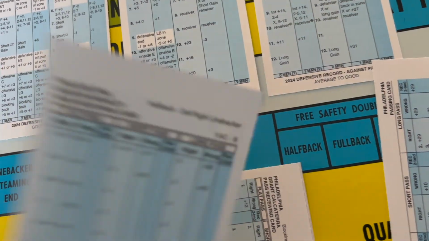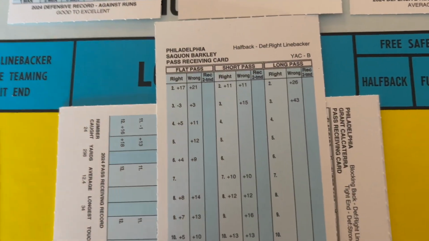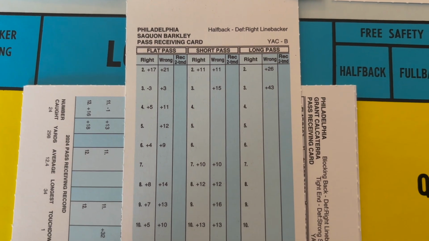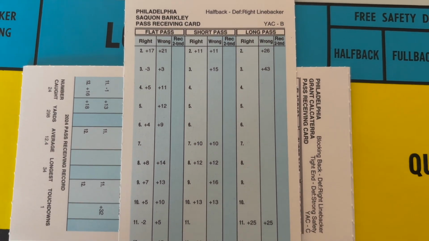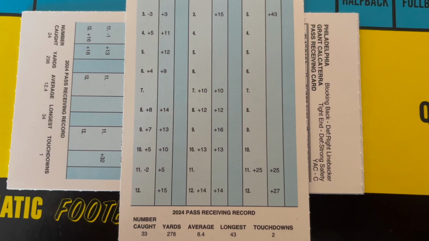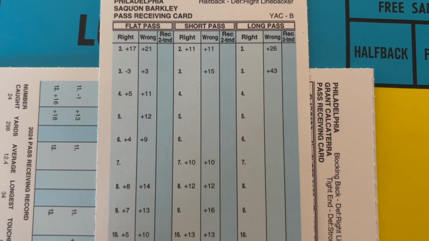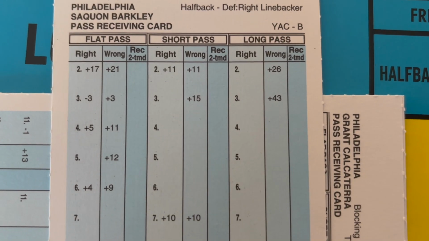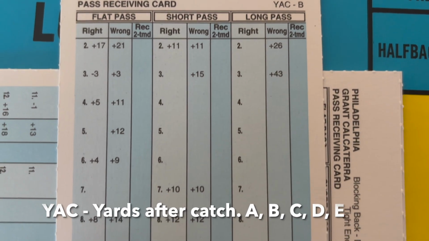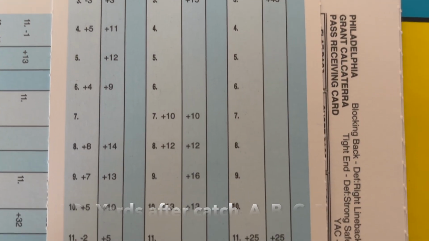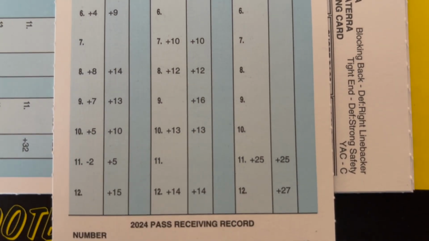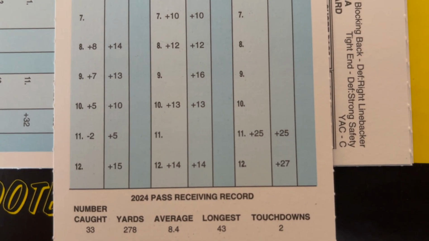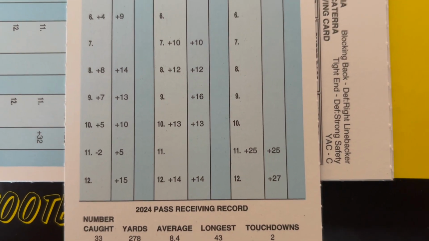And also the halfback can also be a designated receiver. They can catch flat, short, and some can catch long. You can see the YAC, yards after catch. That's usually rated from A to E, A being the best. And that comes into action when doing flat or look-in passes.